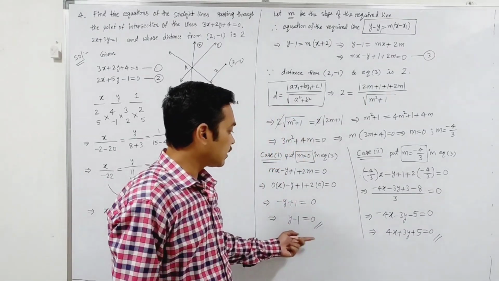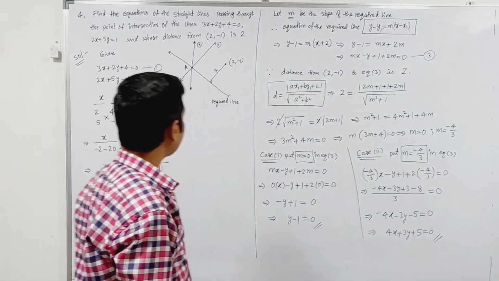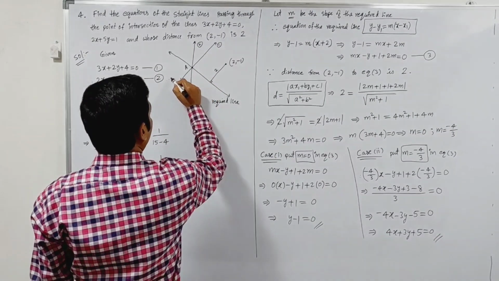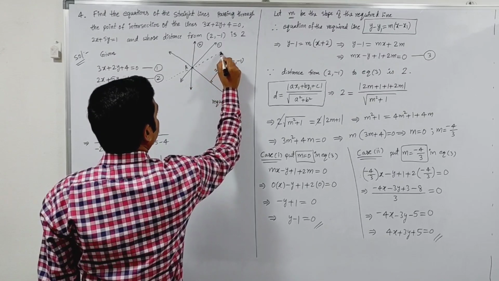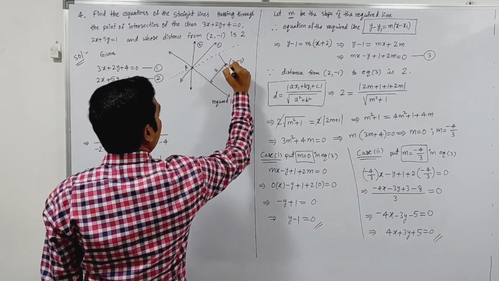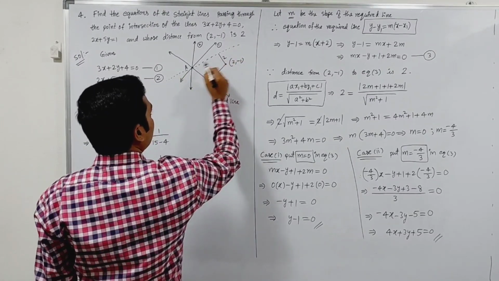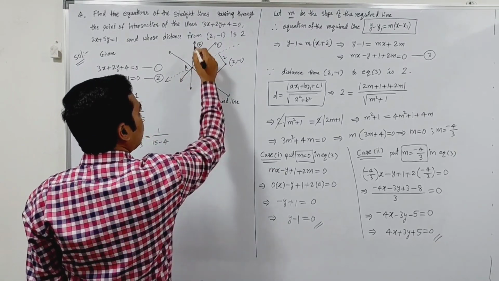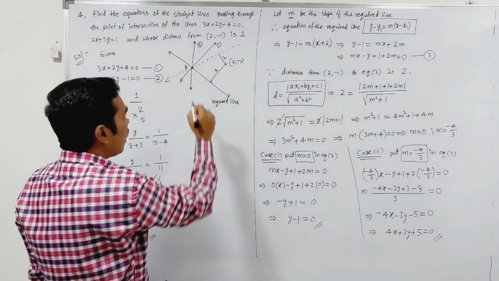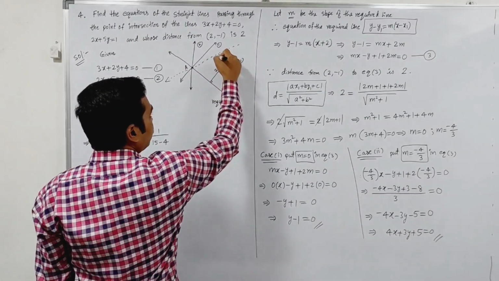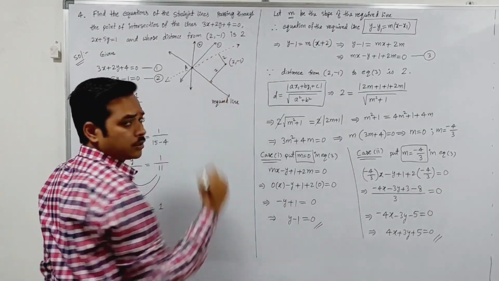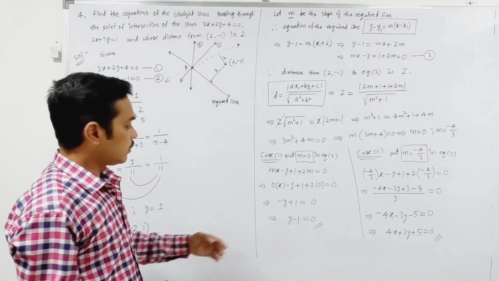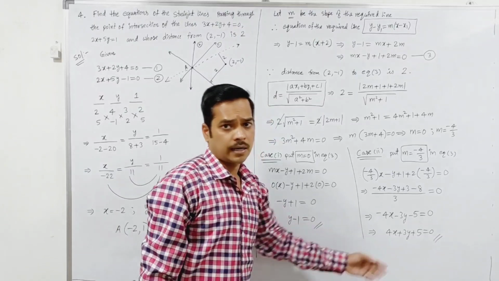This is the first line, this is the second line. Maybe the second line may be like this also. This is also possible. The line passes through the point of intersection of equations 1 and 2 and is 2 units away from the given point. So maybe the required line is like this or maybe like this. This is the first line, this is the second line.